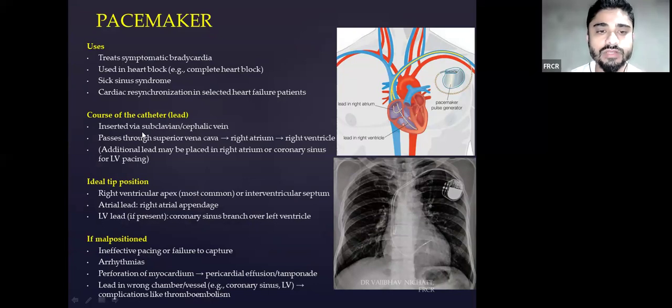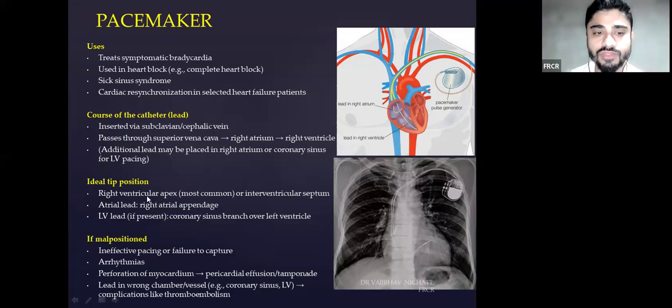What is the course of the lead? It is usually inserted via the subclavian or cephalic vein. Then the leads are passed through the superior vena cava into the right atrium and then into the right ventricle. One lead will go into the right atrium, another lead will go into the right ventricle. If there is a third or extra lead, that will go into the coronary sinus for left ventricular pacing.